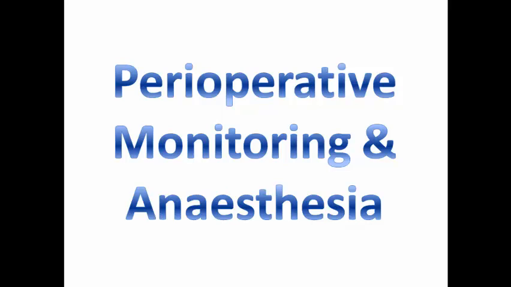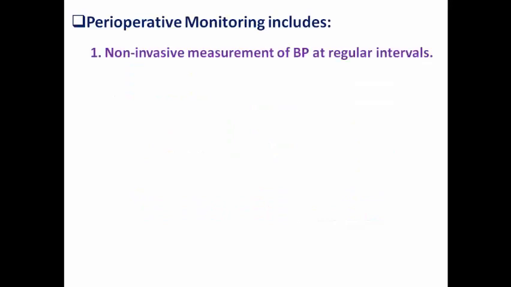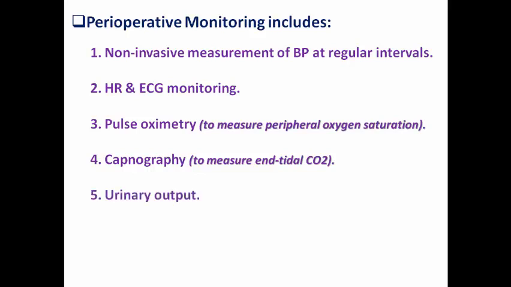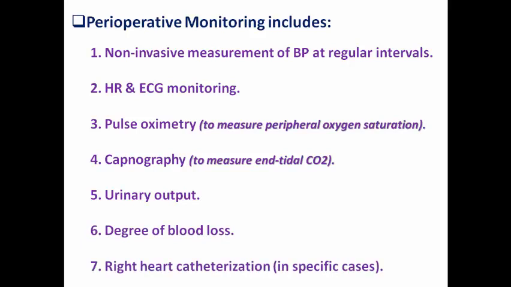And the final part in our video today is the perioperative monitoring and anesthesia. The perioperative monitoring includes the non-invasive measurement of blood pressure at regular intervals, but in hemodynamically unstable patients we may need invasive blood pressure monitoring, follow-up of the heart rate with closed ECG monitoring, pulse oximetry to measure the peripheral oxygen saturation, capnography to measure the end-tidal CO2, follow-up of the urinary output, the degree of blood loss after surgery, and in specific situations we may need right heart catheterization to measure systemic vascular resistance, pulmonary capillary wedge pressure, and the stroke volume, but not in all situations.